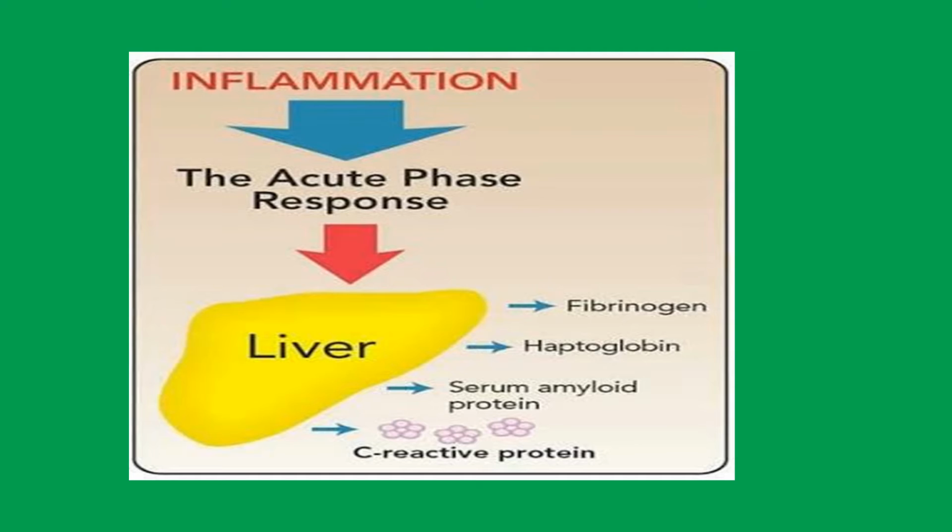In a nutshell, the inflammation in your body would be translated into the acute phase response. And through your interleukin-6, your liver is stimulated to produce your acute phase proteins or acute phase reactants, mainly your fibrinogen, haptoglobin, amyloid protein, and C-reactive protein.